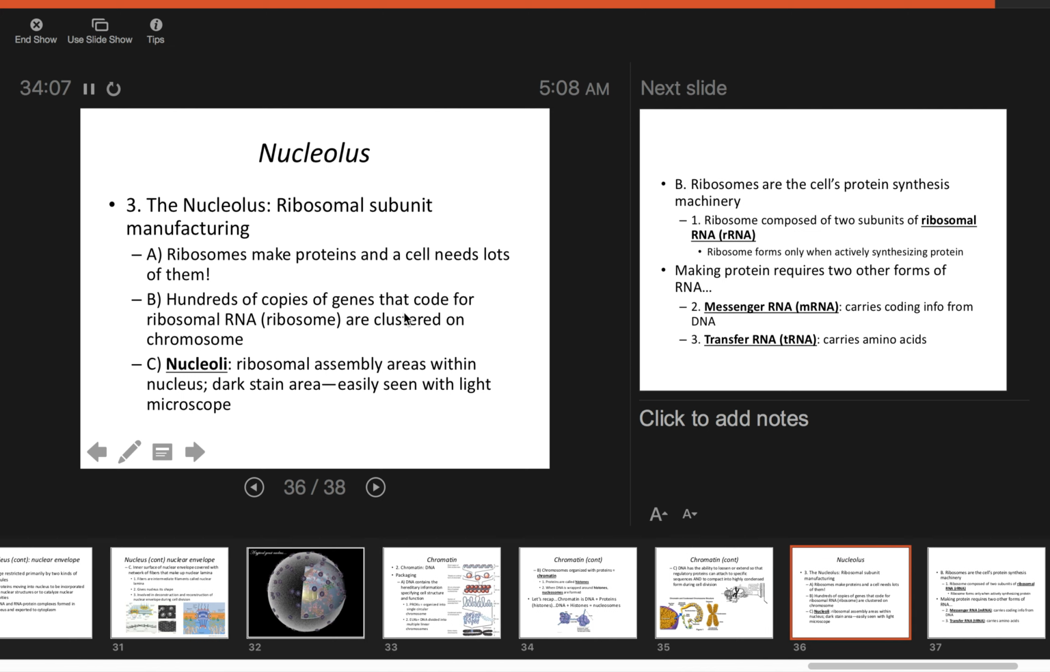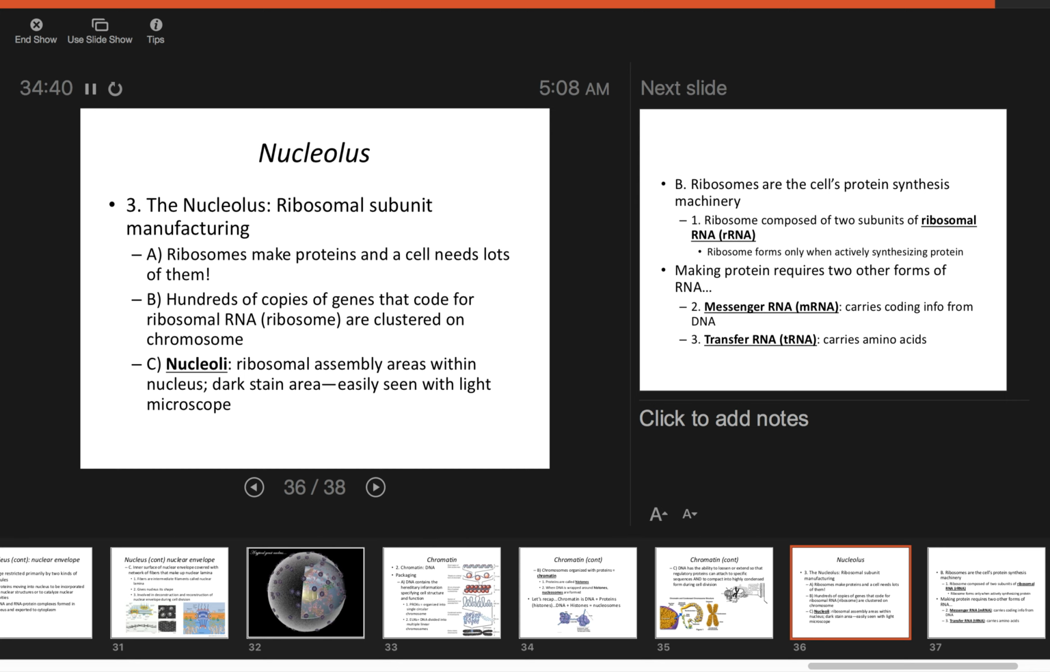Aww. All right, the nucleolus, ribosomal subunit manufacturing. So ribosomes make proteins, and a cell obviously needs a lot of proteins because everything's made up of proteins, and proteins carry out chemical reactions. So there's hundreds of copies of genes that code for our RNA, and they're clustered throughout the chromosome. So it's this area of the nucleolus that is responsible for making ribosomes. The nucleoli, ribosomal assembly areas within the nucleus, and it's that dark stained area that you can see with a light microscope.